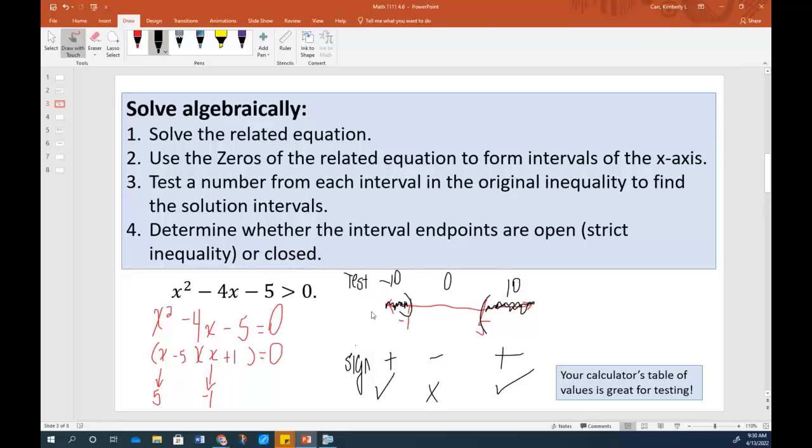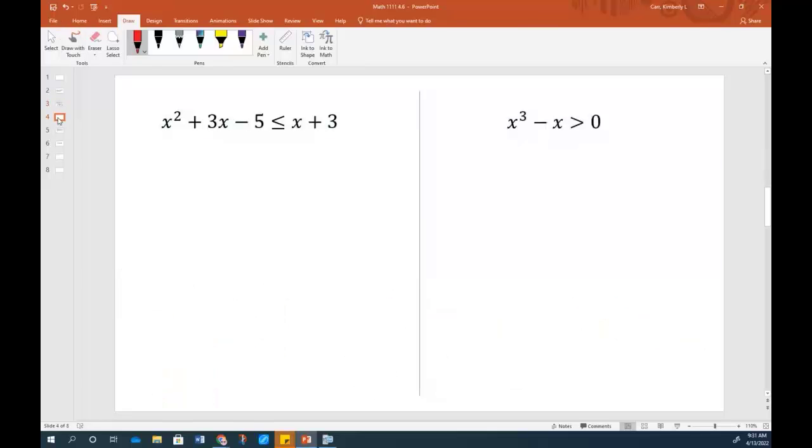And then our solution from the x-axis, from left to right, is negative infinity to -1 unioned with 5 to infinity. Now, your calculator's table of values is great for testing, because a lot of people would rather just type this into the y equals and then plug in their test numbers. So I'll probably do that on this next example so you can see me use that table of values. So there's one example for you solved algebraically.